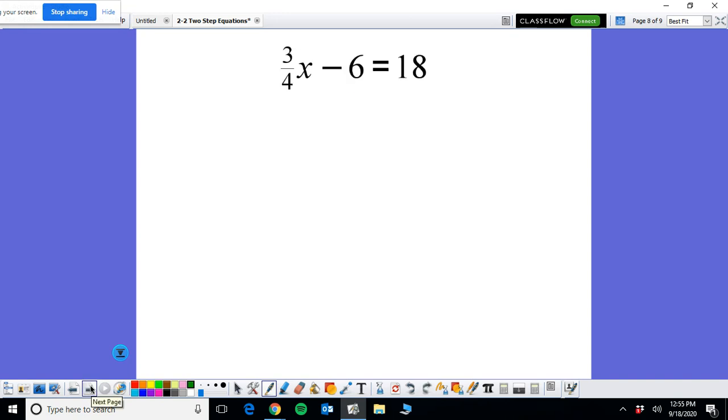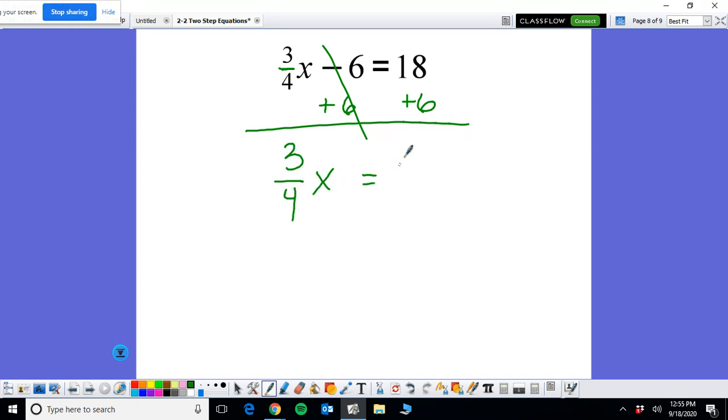Okay, we've got one more here. This is probably the trickiest one. Let's go ahead and take a look. We have a short bar. So I'm thinking I want to multiply by 4. Nope. I've got this thing hanging over here, so I want to make sure I start out by adding 6 to each side. We got to get rid of that -6 first. That's gone. Let's get back over here. 3/4 x equals 24.